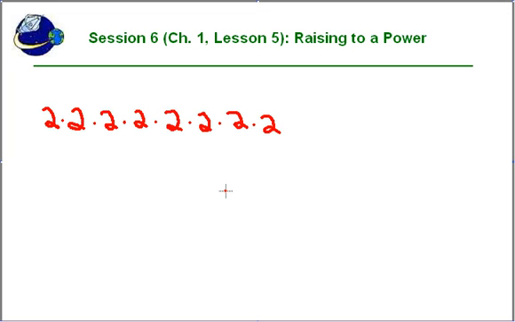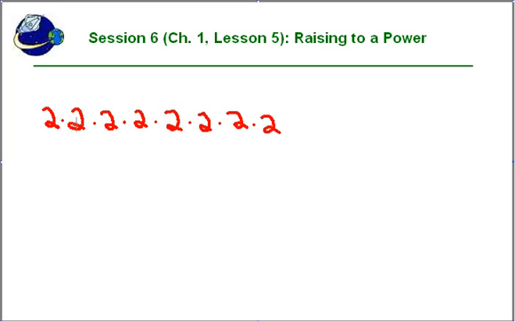Session here, we're going to be addressing the topic of raising to a power. For those of you that have heard of exponents before, exponents are used when we are raising a number to a particular power. Let's go ahead and start off here with the number 2. Here I have the number 2 multiplied repeatedly by itself a certain number of times.